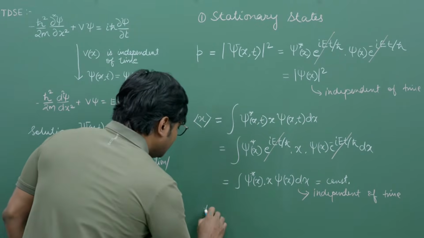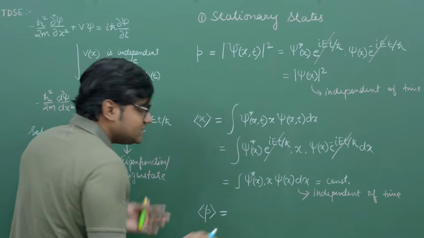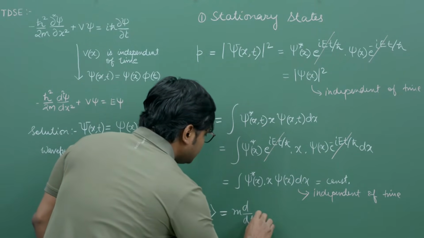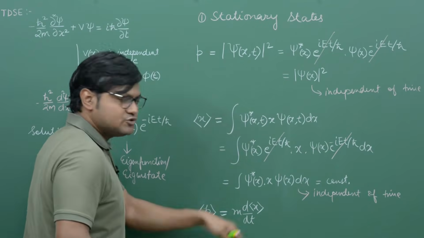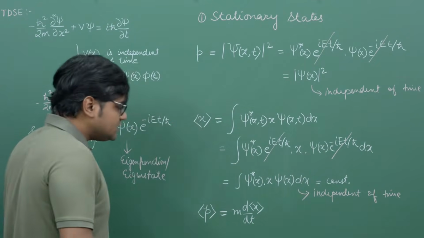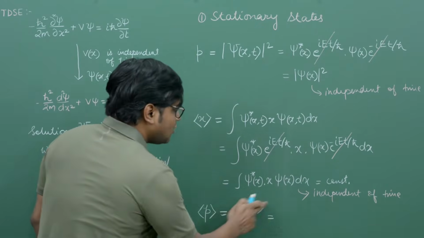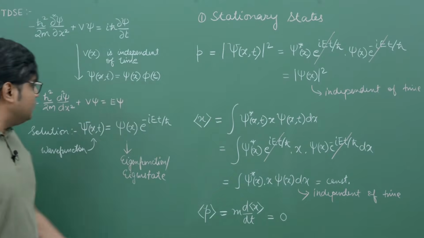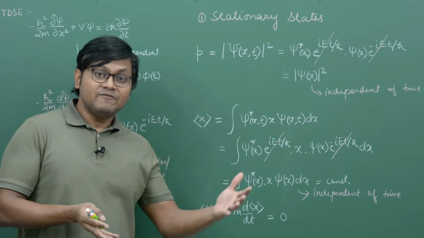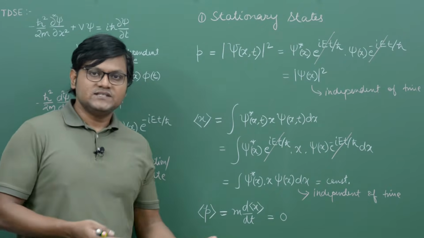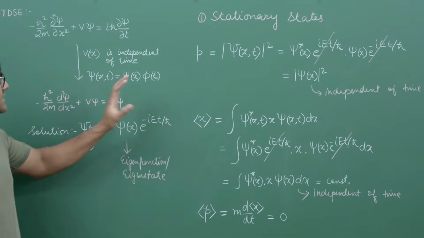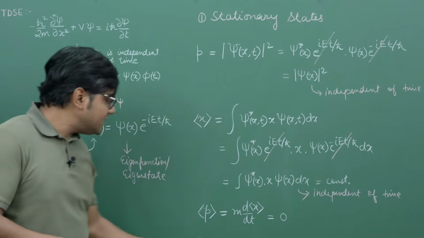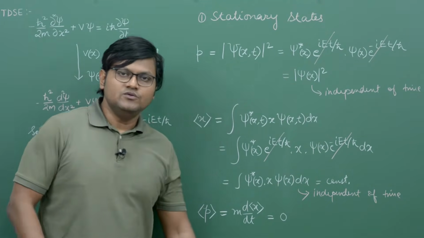Therefore, if I calculate the expectation value of momentum, what is the expectation value of momentum? This is simply mass times the time derivative of the expectation value of position, because this is supposed to represent something that is closer to average velocity. So this comes out to be what? If this is constant, this comes out to be 0. So you see, for particles that exist in real life potentials which are independent of time, in those kinds of circumstances, we can say that the probability densities are independent of time, the expectation values of position are constant, and the expectation value of momentum is equal to 0.